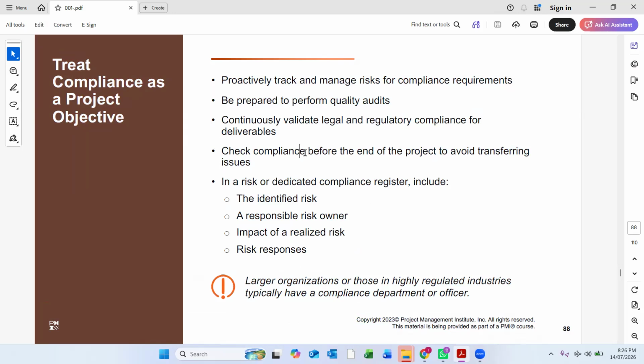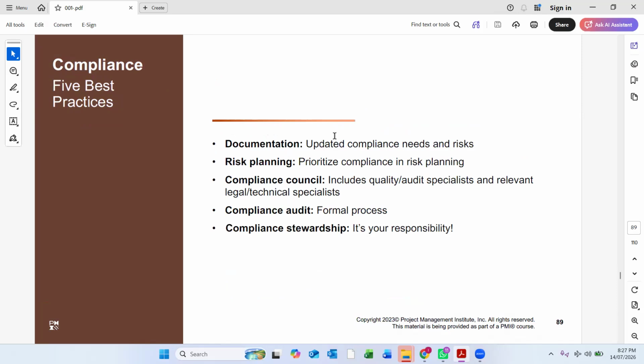And check compliance before the end of the project. If we do not check the compliance at the end of the project, issues will be created. It will not be good for the organization, as we lose clients if we do not deliver good projects in terms of quality and on time.